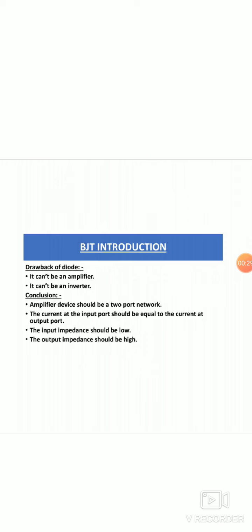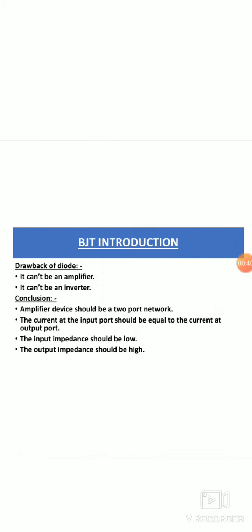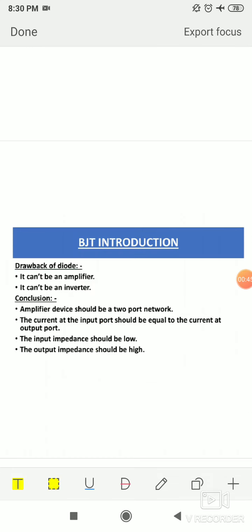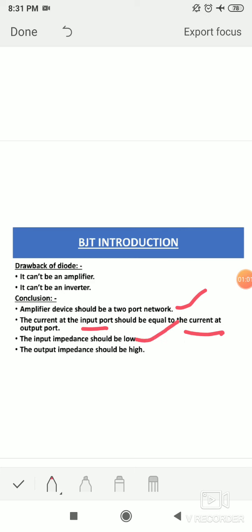So to avoid this difficulty, we use BJT. What is the basic characteristic of an amplifier? The first one is that it should be a two-port network, where the current at the input port is equal to the current at the output port. And the most important thing is that the input impedance should be low and the output impedance should be high.